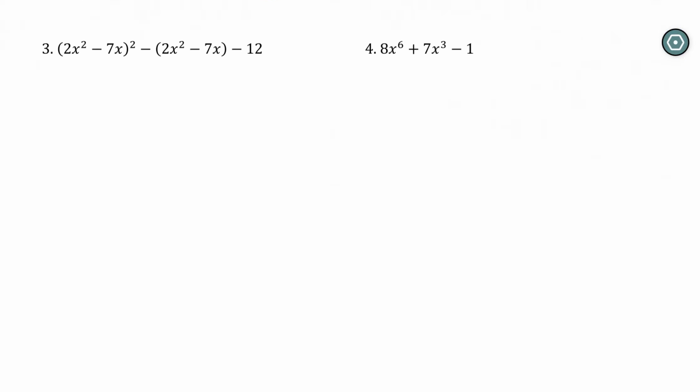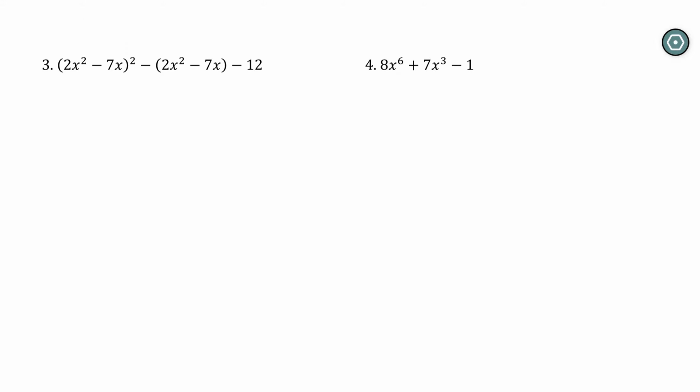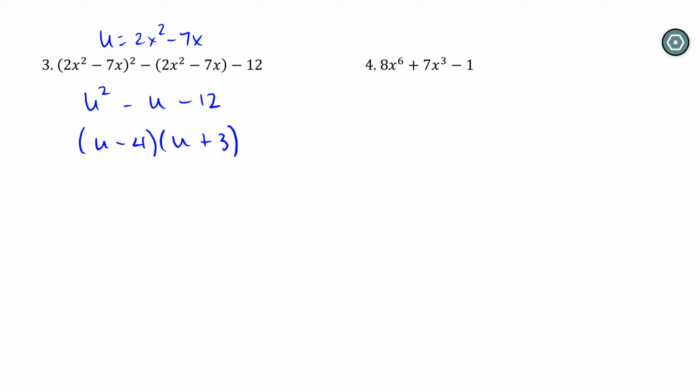All right. Number 3 is similar to two questions that we did in class where we have this expression in the place that we're used to just seeing something like x. So we're going to replace it. I'm going to make this u equals 2x squared minus 7x. And I'm going to replace that 2x squared minus 7x with the variable u to make it easier for me to factor. So I can go through then and factor that. It's going to become u minus 4 and u plus 3. What multiplies to make negative 12, but adds to make 1.